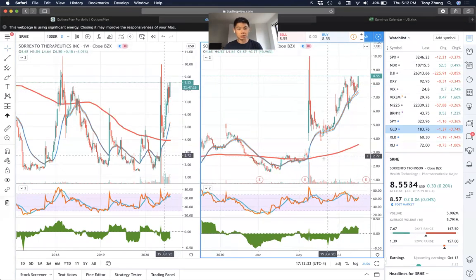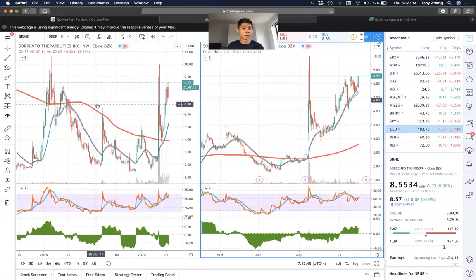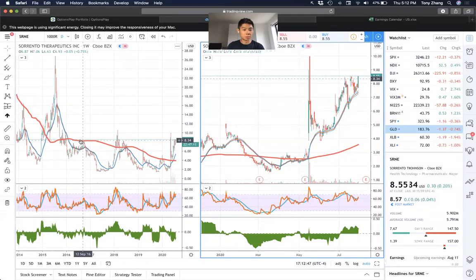Sorrento is one of the stocks, if I'm not mistaken, going after the coronavirus vaccine. Looks like it's about to break out here above that 8.5. Could get an acceleration here to the upside. You do have some pretty solid resistance at this particular level, so if you do get a breakout, there is potential for a much bigger move to the upside.